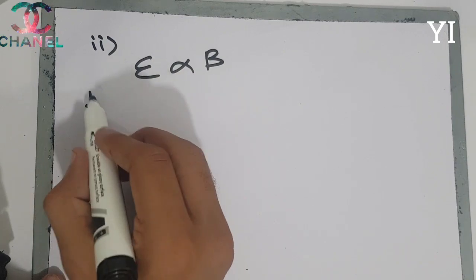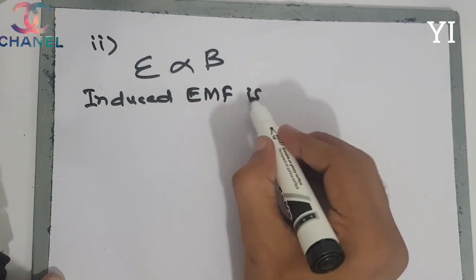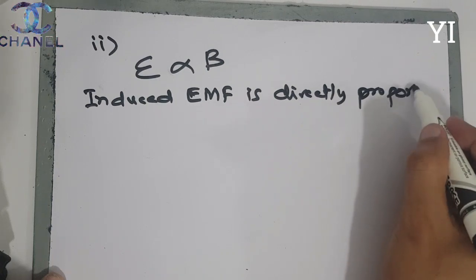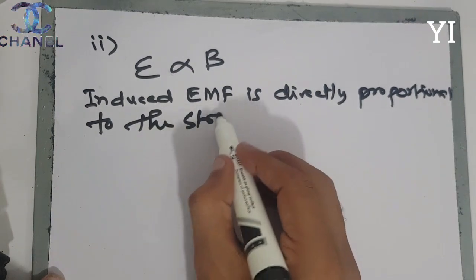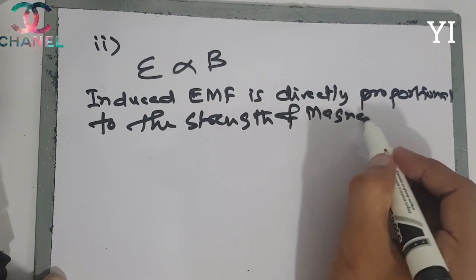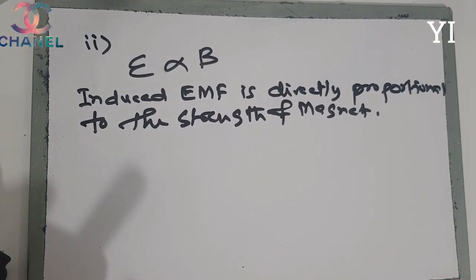I am writing here too that induced EMF is directly proportional to the strength of magnet. In a neodymium magnet the EMF induced is high as compared to the ferrite magnet. So now let us discuss the case number 3.